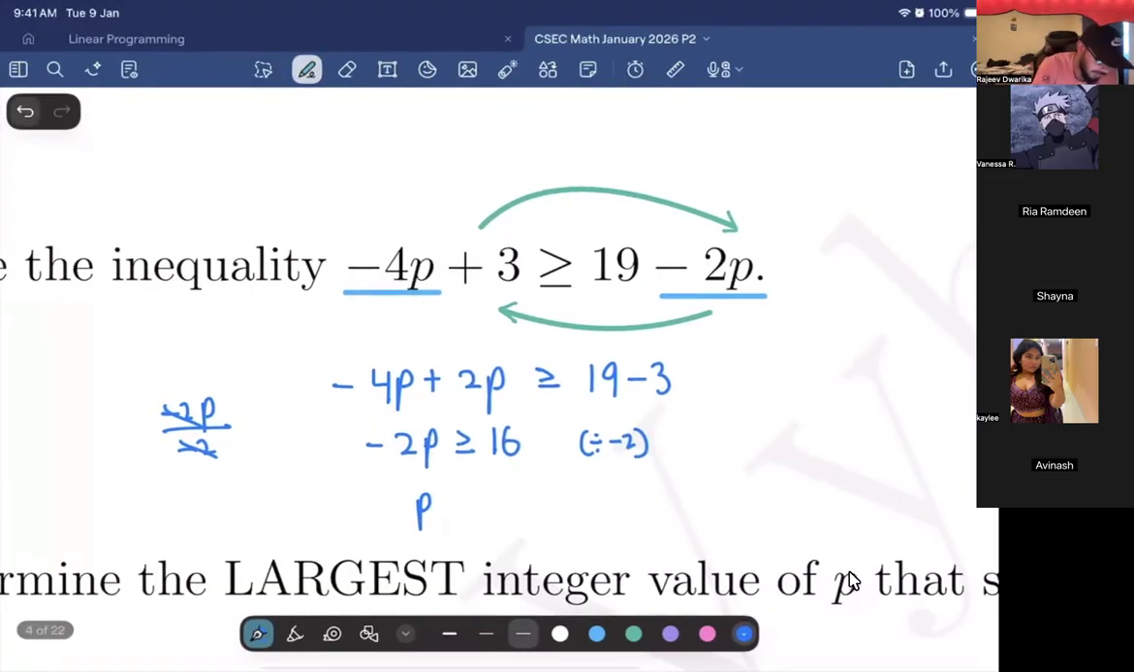Let me see if you're going to fall for the trap. So P. We have to flip the sign. Why? Because anytime you multiply or divide by a negative number, in this case we divide by negative 2, you flip the sign. So what is it going to turn to? Less than or equal to. And what is 16 divided by negative 2?